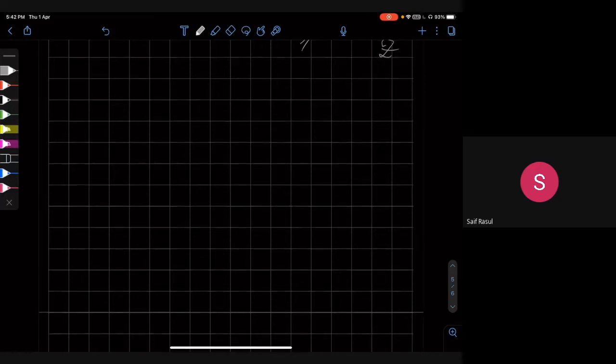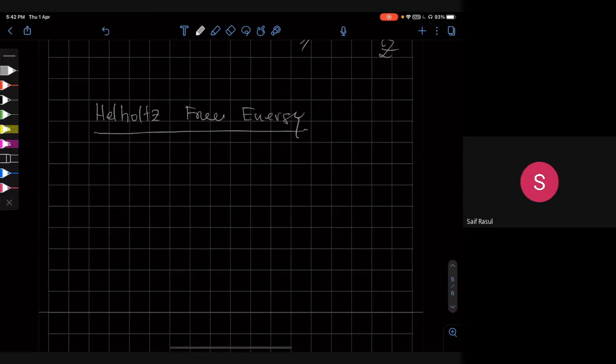Let me talk about Helmholtz free energy. And this is a very physically important object, and it's very useful when T, the temperature, is constant. Okay, and this is the case for the canonical ensemble.